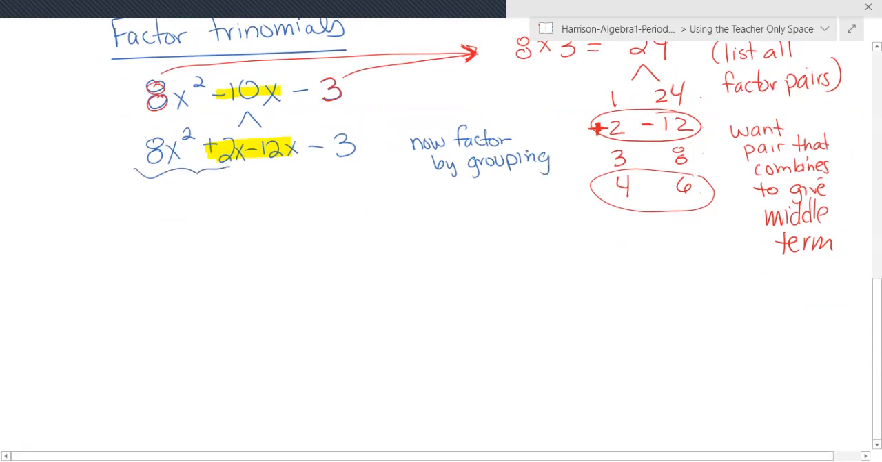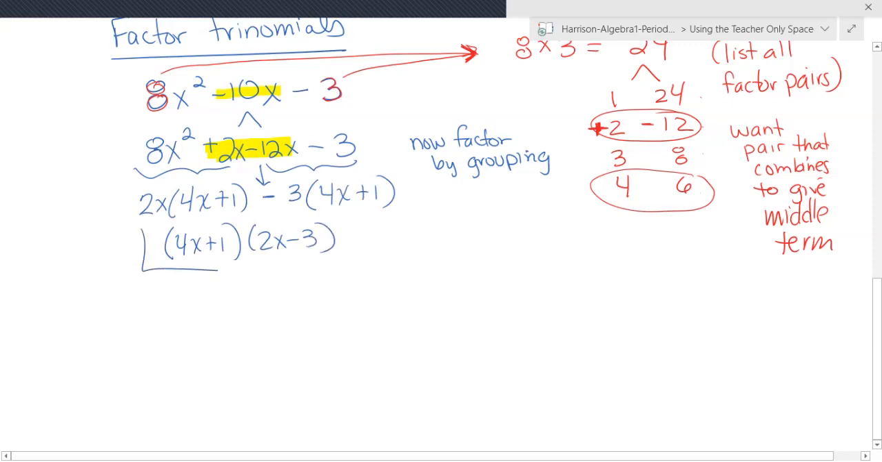So first pair, second pair. GCF here is 2x, and that leaves 4x plus 1. Bring down the sign, and then let's factor out a 3, and that leaves 4x plus 1. So our GCF is 4x plus 1, and that leaves 2x minus 3. Now we can always FOIL to check, but this is our answer. So this was the right one.